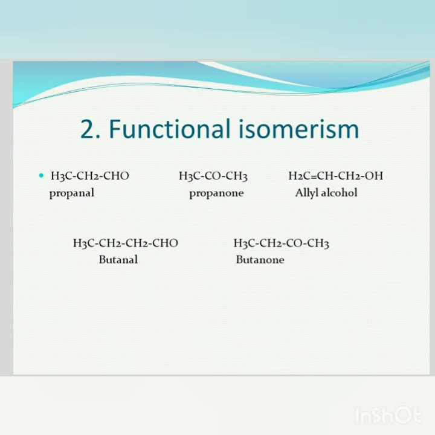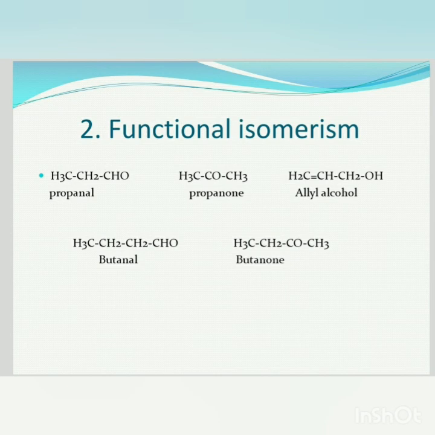So here propanal, the formula is C3H6O. Propanone also has the same formula, C3H6O, and allyl alcohol is also C3H6O. The common formula of these three compounds is C3H6O. In propanal, the functional group is aldehyde, that is CH3CH2CHO, and in propanone, C double bond O, that is the ketone functional group. In allyl alcohol, the functional group is enol or alcohol, right?